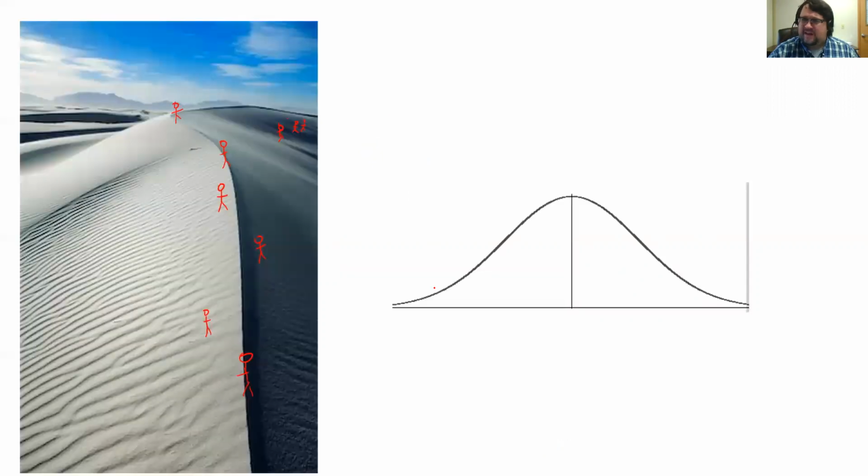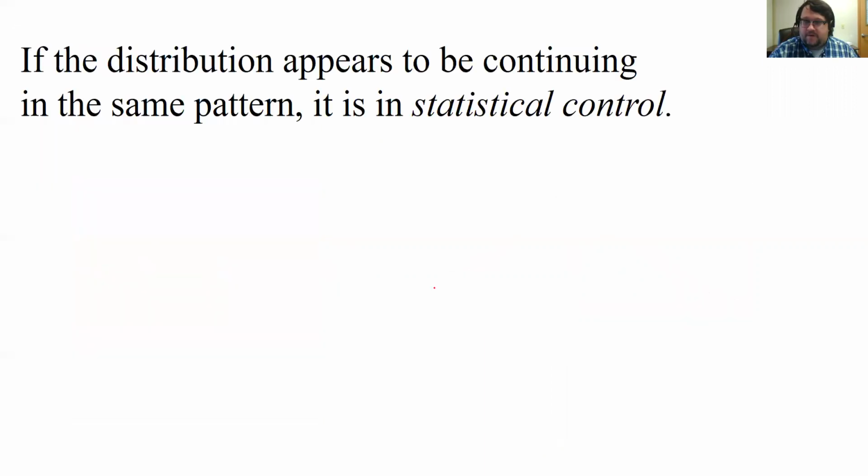I don't know if that analogy makes sense to you, but that's how I think about it: whether you're drifting too far to one side or the other of the hill, you're trying to stay around the top of there. Okay, so if the distribution appears to continue the same pattern, we say it's statistically controlled. It's in statistical control, so you're staying around that mean.